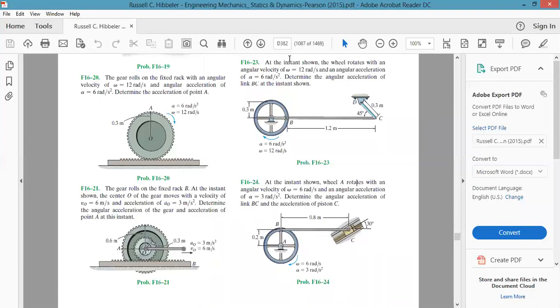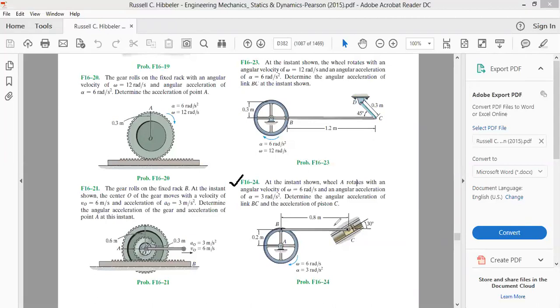Let's take a problem F1624. Let's take up this problem. The problem says at the instant shown, wheel A rotates with an angular velocity of 6 radian per second. As far as this wheel is concerned, it is fixed at point A. Its center is fixed and it's rotating with an angular velocity of 6 radian per second and an angular acceleration of 3 radian per second square. It says determine the angular acceleration of the link BC. How much is the angular acceleration of the link BC and what is the acceleration of point C?